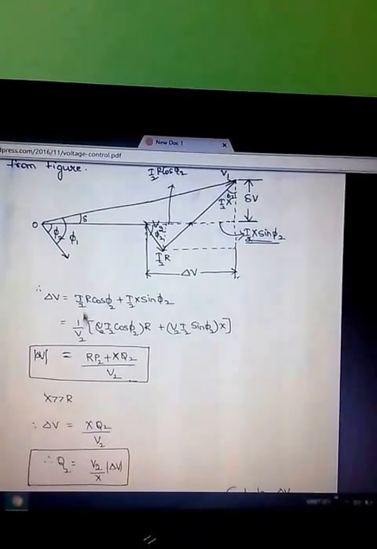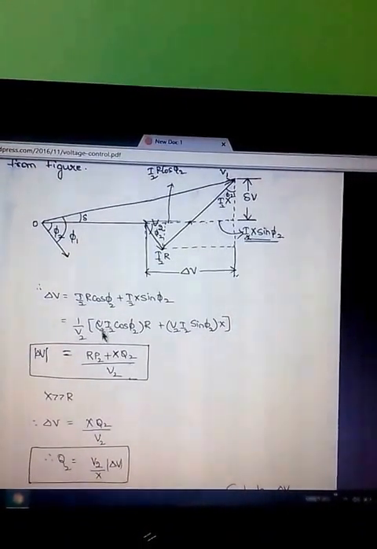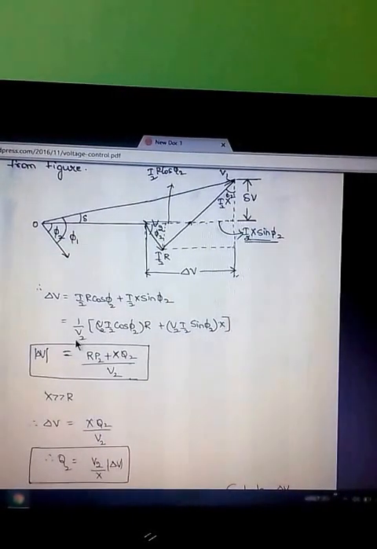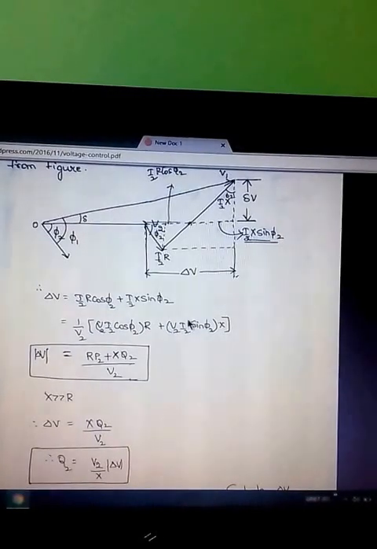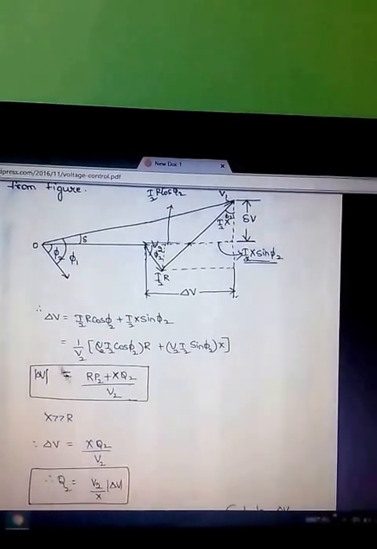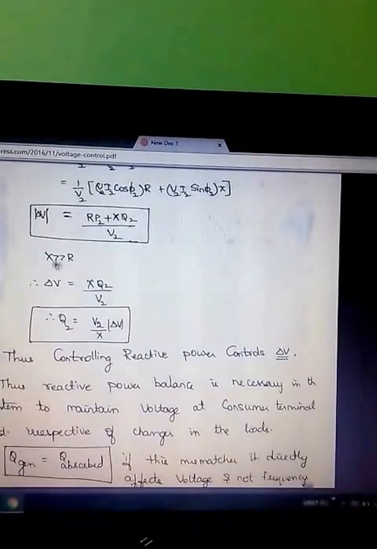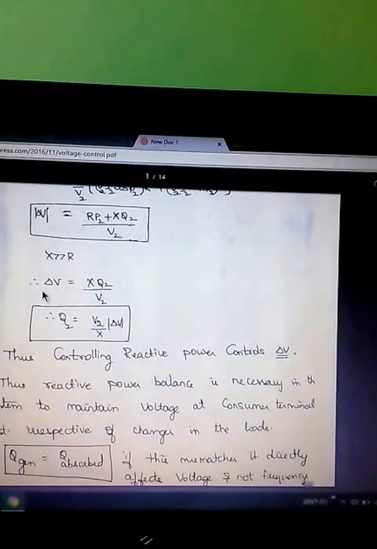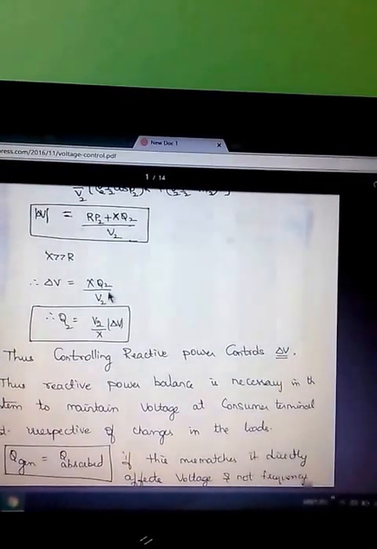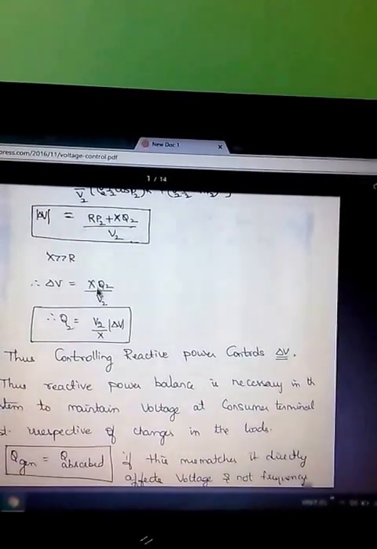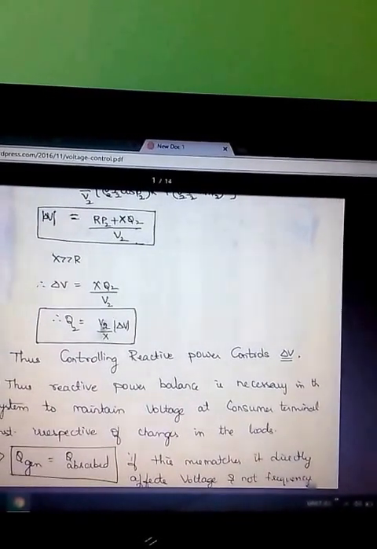If you multiply and divide by V2, you will get V2 I2 cos phi 2 R plus V2 I2 sin phi 2 X. So this is my P2 and this is my Q2. So P2R plus Q2X divided by V2, that is my delta V. If you assume X is greater than R, then R is neglected, and delta V is directly proportional to X into Q2 by V2. So you can analyze from this that the reactive power Q2 is nothing but V2 by X into delta V.